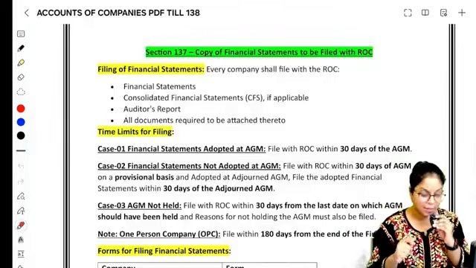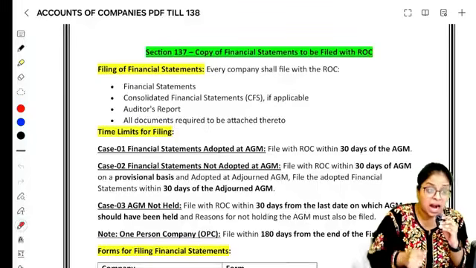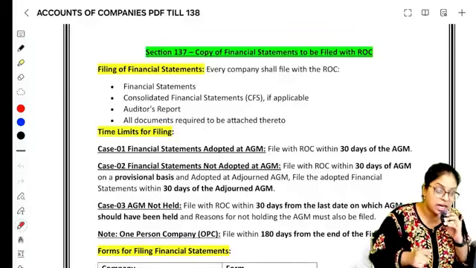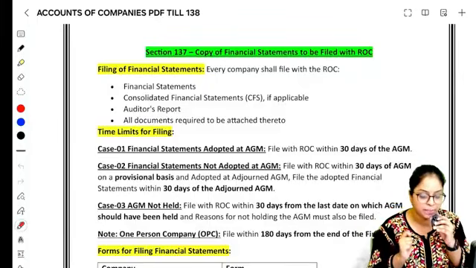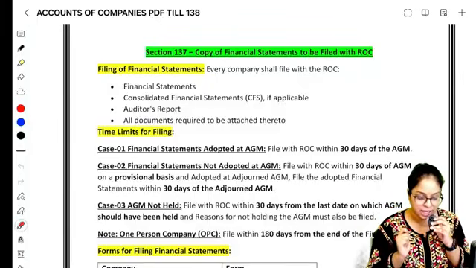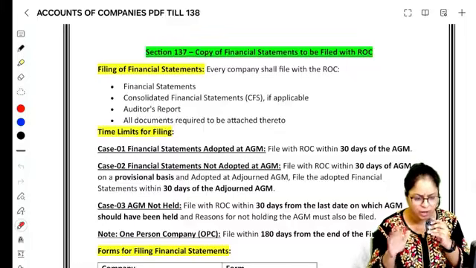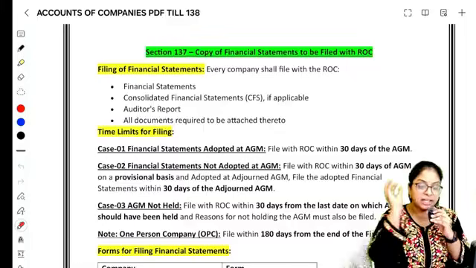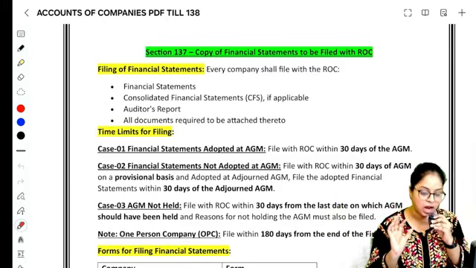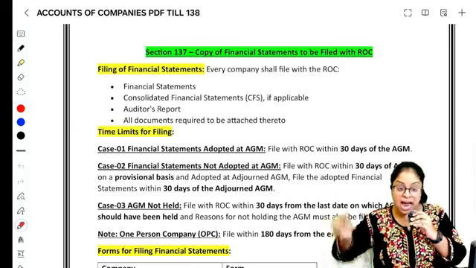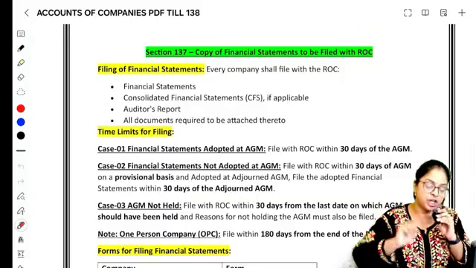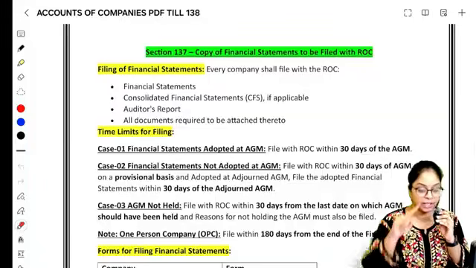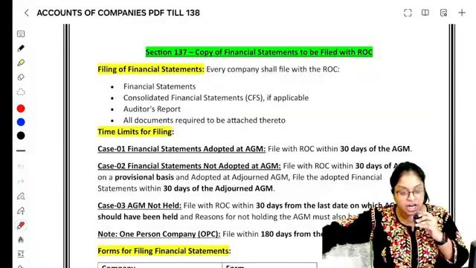Madam, the AGM was held, but the financial statements were not adopted. That's okay. Even if they are not adopted, you have to give the provisional draft version to the ROC within a period of 30 days of the AGM. Let's say the meeting got adjourned due to some reason. It's okay. You could not adopt the financial statement. The draft version, you will have to give it to the ROC within 30 days of the AGM. Then the adjourned meeting happens, and at the adjourned meeting you adopt it. After that, the adopted version, the final version, you have to give it to the ROC within the period of 30 days from the date of the adjourned meeting.